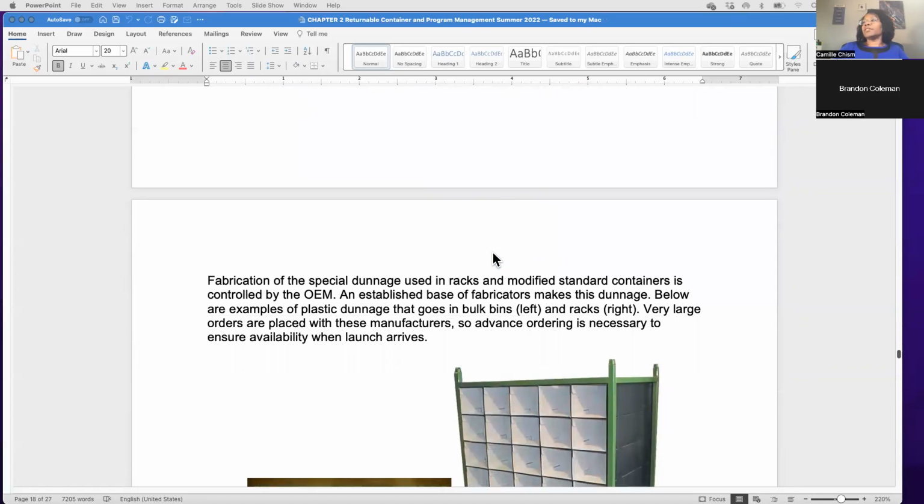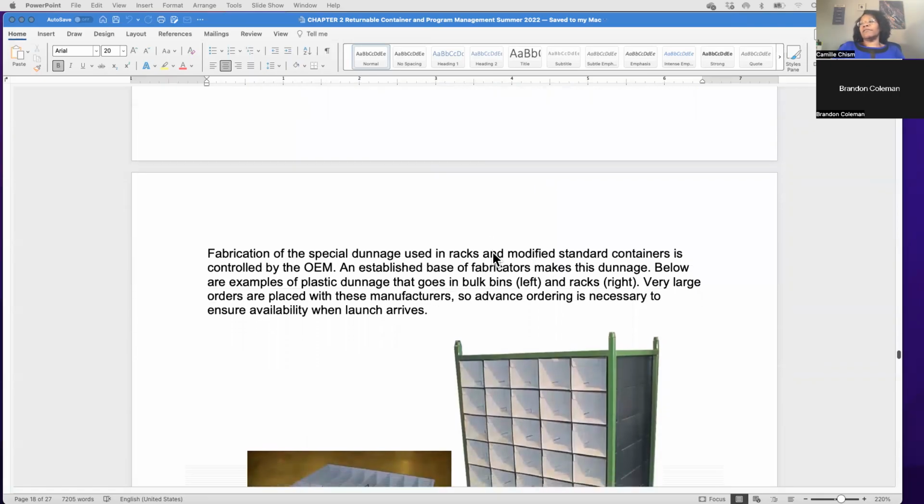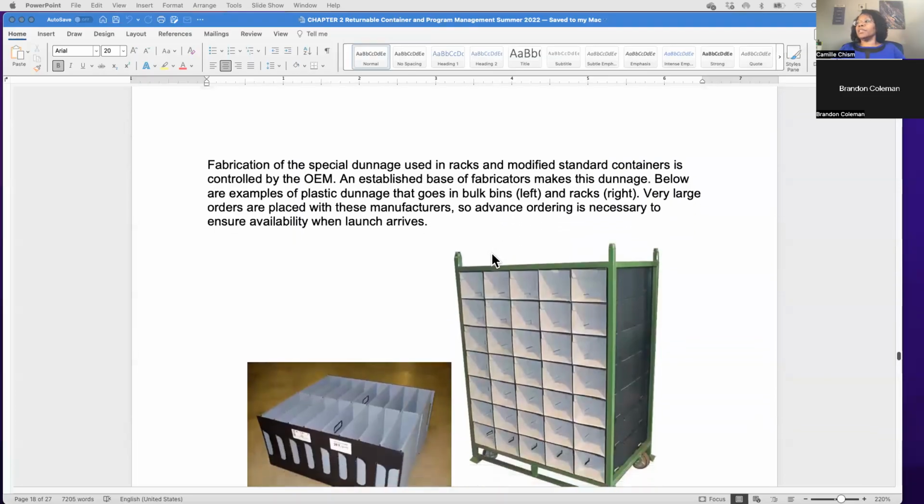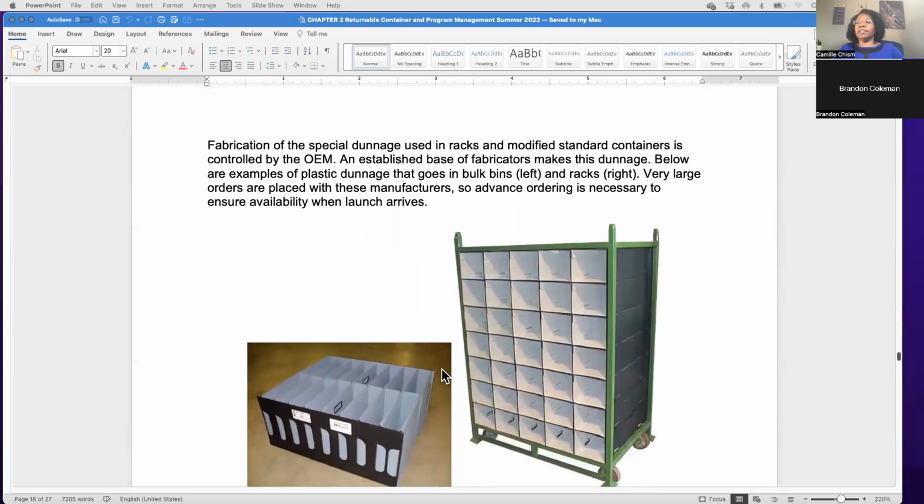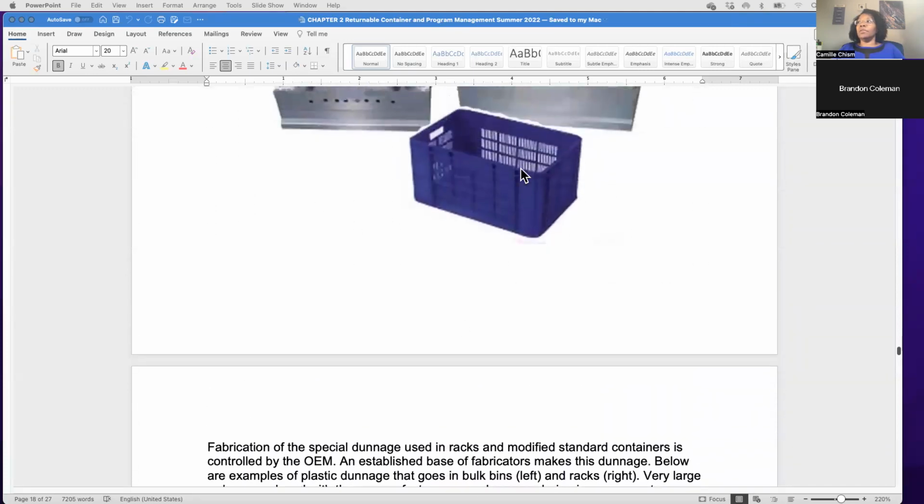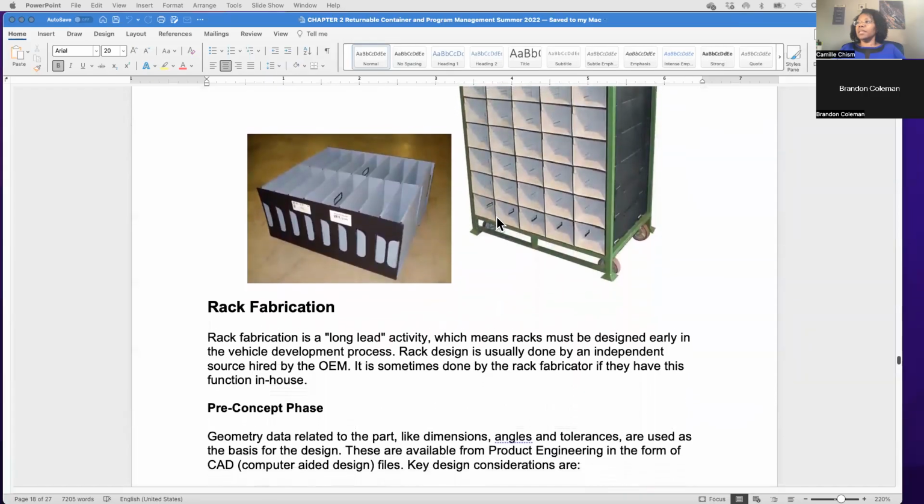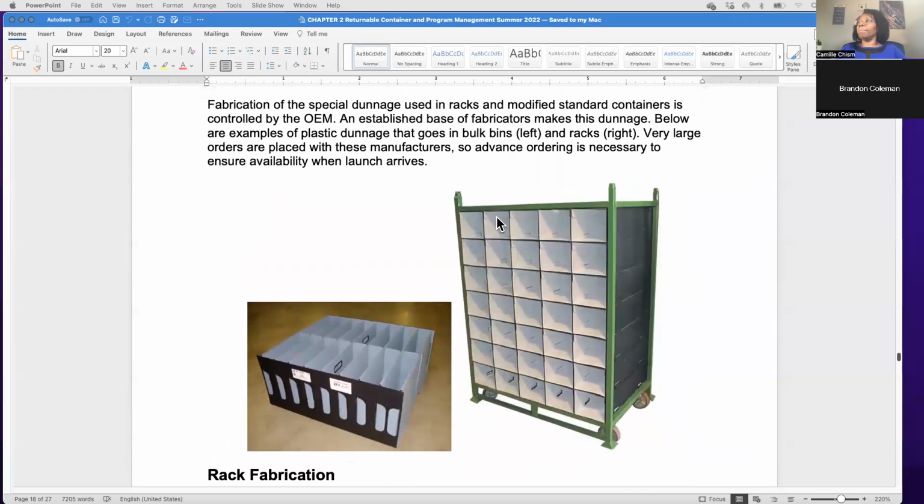Then when we start talking about dunnage and fabrication of this dunnage, you can take standard containers like a rack, but you can also take standard containers like handheld totes or full-size bins and put dunnage inside. Again, this might be something where they're pulling parts out, and they want to pull the parts out always in the same direction.